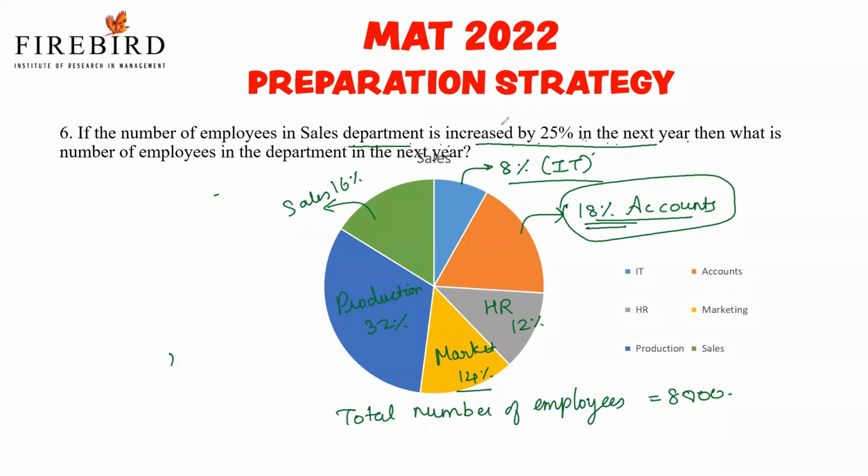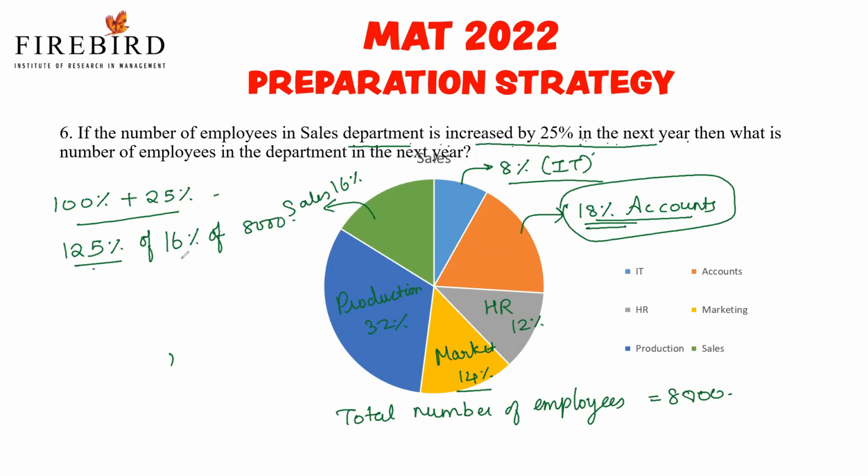If the number of employees in sales department is increased by 25% in the next year, then what is the number of employees in the department in the next year? See, if the number of employees in sales department is increased by 25% in the next year. Okay, so initially there are 100%, and if they increase, it becomes 125%. Okay, 25% increase. Now they're asking what is the increase in percentage of employees. So it is enough we find out 125% of 16% of 8,000.